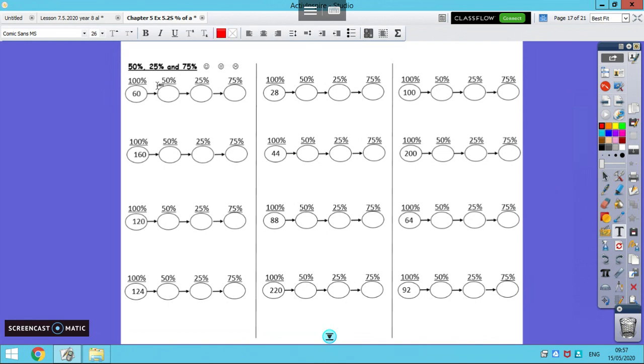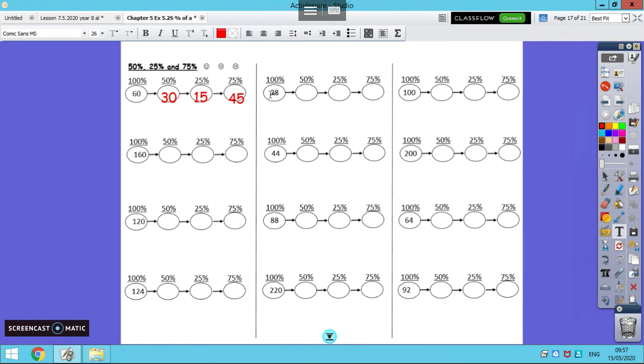Okay, so I've got 60, 50% I know I just need to divide that by 2, so I've got 30. 25% is half of 50%, so 25 is half of 30, which is 15. Oh, this is exactly the same as the example, so that's 45. Well, that's one done for you. Let's do another one then.